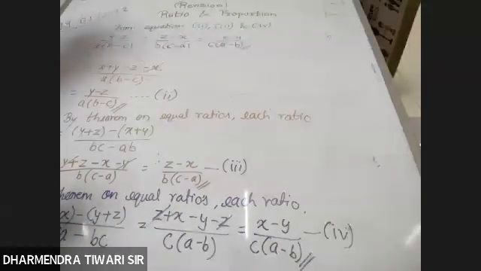So let's move to the fourth. Even that is the same as that. The only difference is that in this case they have given us something in the denominator, and they're asking us to show that each ratio is equal to one. So let's do it.